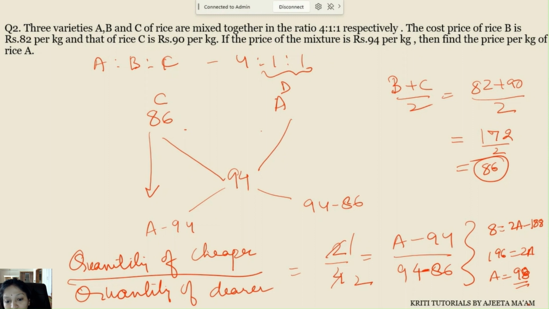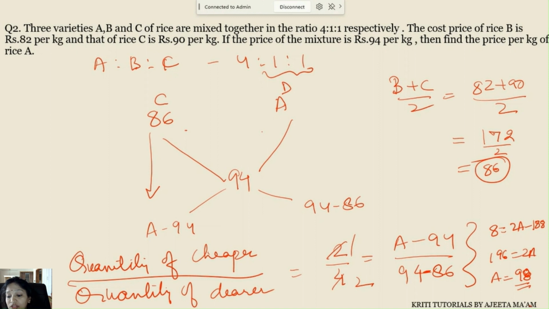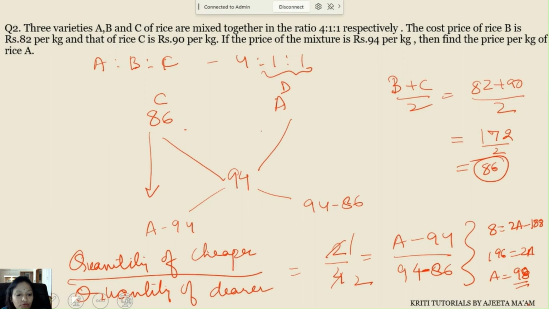Right? Just check everyone. 98 is greater than 94, so our answer is correct. So 98 rupees per kg is the price for the A variety. So we are simply using one formula: quantity of cheaper upon quantity of dearer is simply dearer minus mean upon mean minus cheaper. Right? Let's move to the next question.